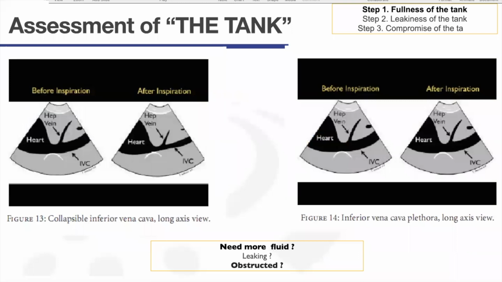So this is the view of the tank. On looking at the IVC, first of all, you want to see whether there is any collapsing of the IVC. Collapse of the IVC, or kissing of the IVC, suggests that the patient may be fluid responsive. So you assess the patient before giving the fluid, see whether there's any kissing of the IVC, and review again following the fluid resuscitation to see whether that has improved.